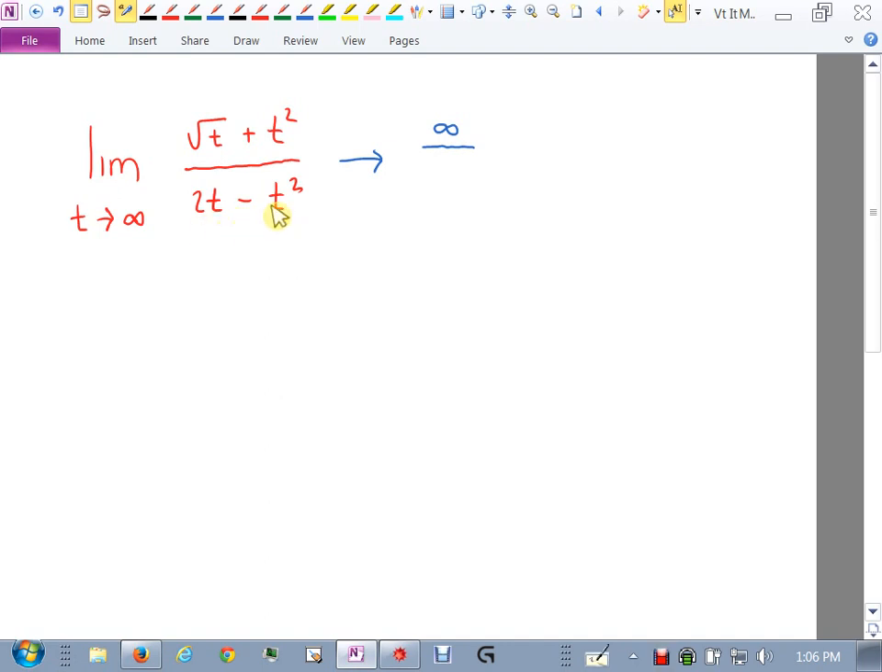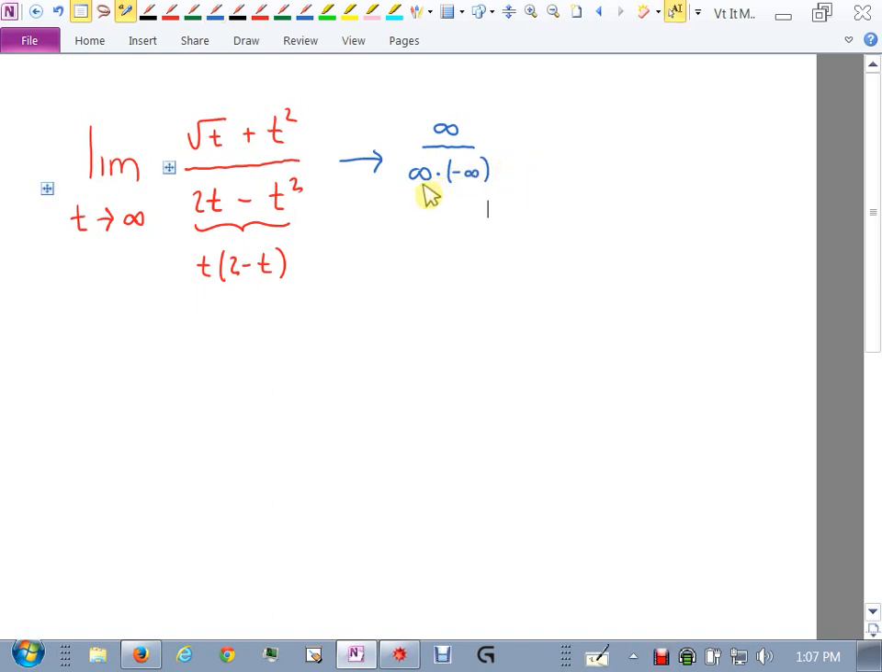However, I could factor this, couldn't I? Look at the bottom real quick. I'll just write it down below here. I could factor out a t, couldn't I? Be left with 2 minus t. Now let t go to infinity, and what would happen? You would have infinity right here, infinity right there. Times what? Times 2 minus infinity. 2 minus infinity is negative infinity. So that would be negative infinity.